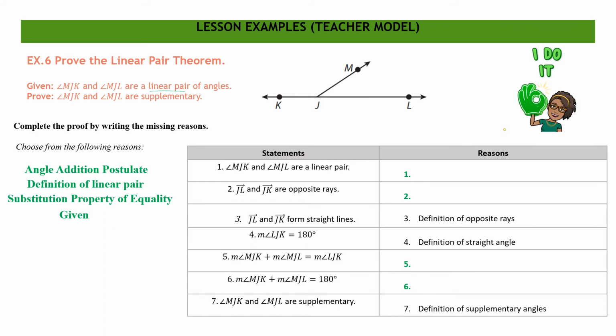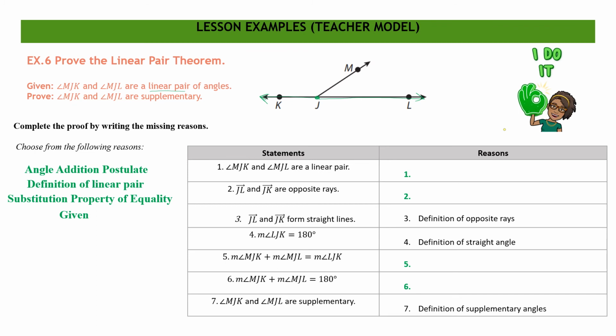So a linear pair is when we have 2 opposite rays of each other that create a straight line. So for example, we have ray JK here, and then we have ray JL. And these 2 are opposite rays, and these 2 rays create a straight line. Essentially, it creates a straight angle. We talked about straight angles equal 180 degrees.